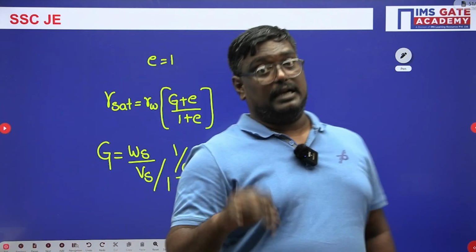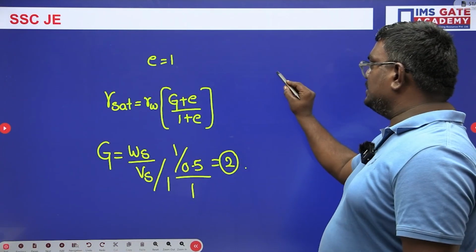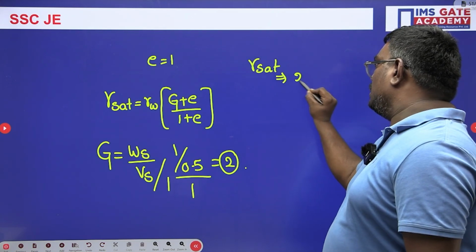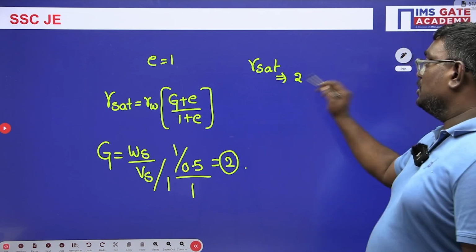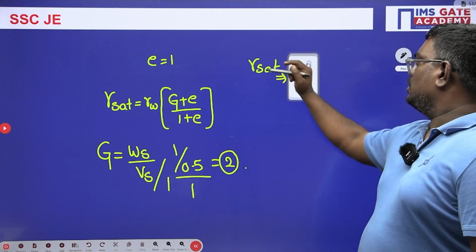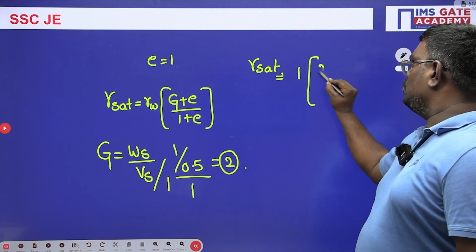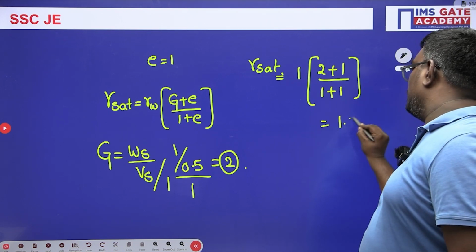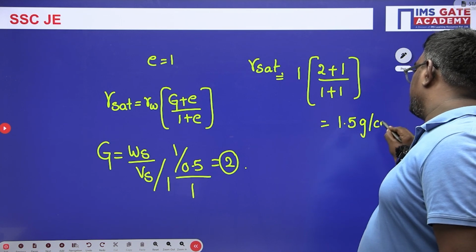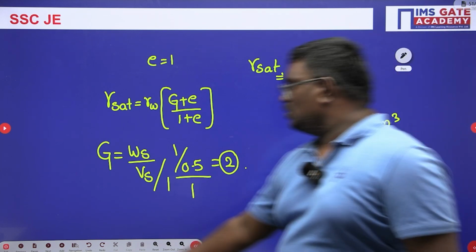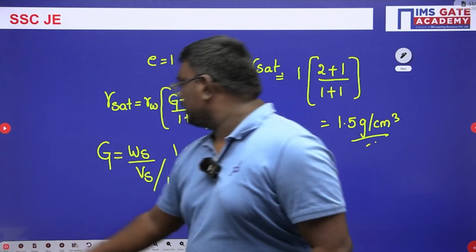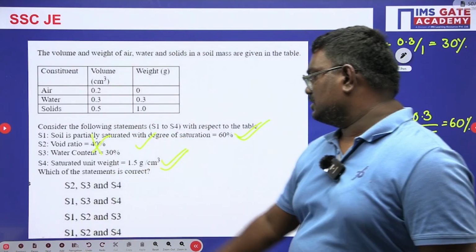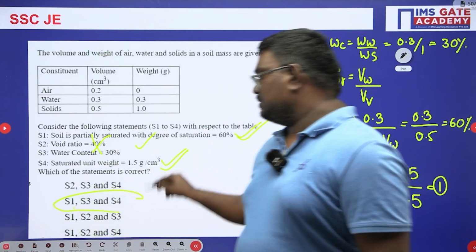From the table you can calculate G also. If you substitute here, gamma sat is equal to... See students, this question will help you a lot. Even in GATE exam also it can help you. Gamma W is 1, G is 2 plus e 1, and 1 plus e 1. So it will be equal to 1.5 gram per centimeter cube. So this is also correct. So you can say statements 1, 3, 4 are correct. Option B is correct.